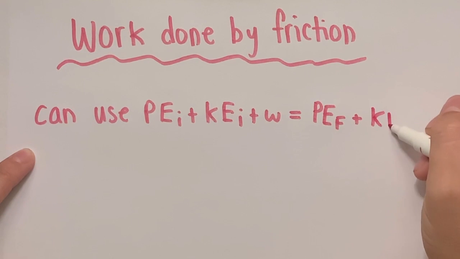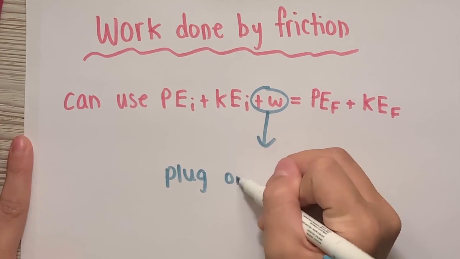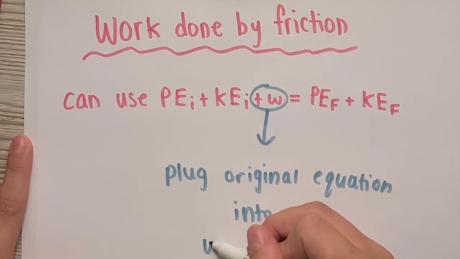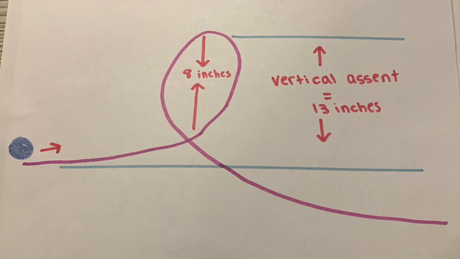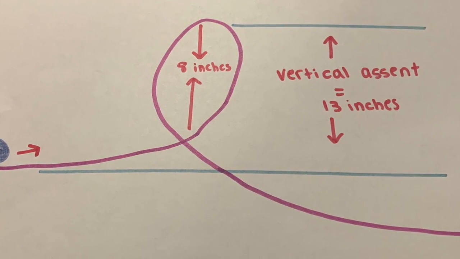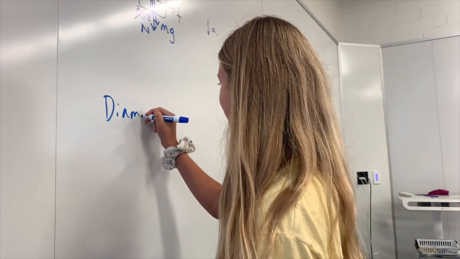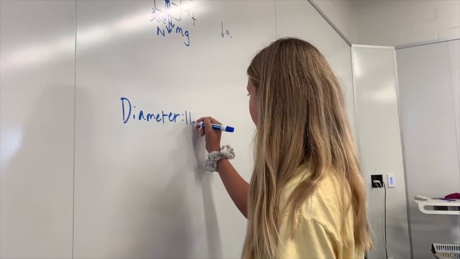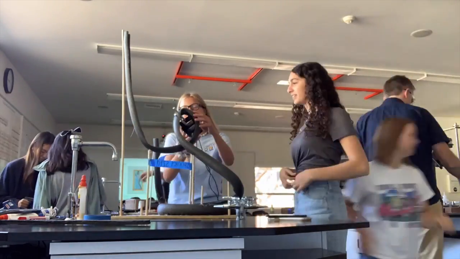To find the work done by friction, we plug our answer of the original equation into the equation work equals force times distance. Mechanical energy is the sum of kinetic energy and potential energy. It is the energy contained in an object due to its motion and/or position. The equation for it is kinetic energy plus potential energy is equal to mechanical energy. With the variables, the equation is mass times gravity times height plus 1/2 mass times velocity squared.